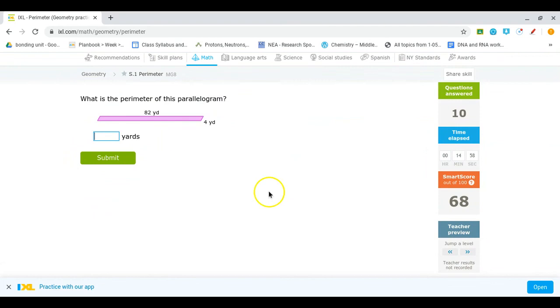Okay, this one gives us a picture again, a parallelogram. Opposite sides of a parallelogram are congruent. All right, I'm actually going to stop right here.